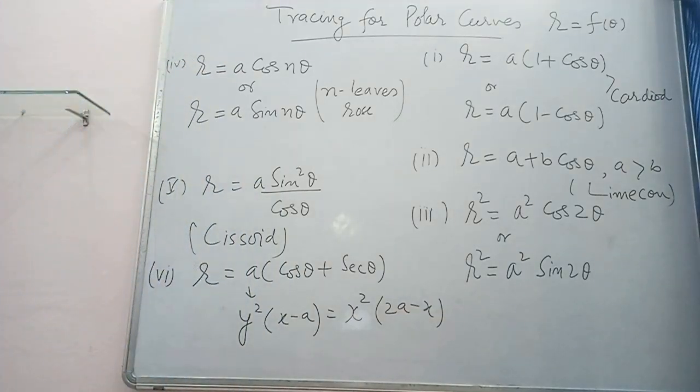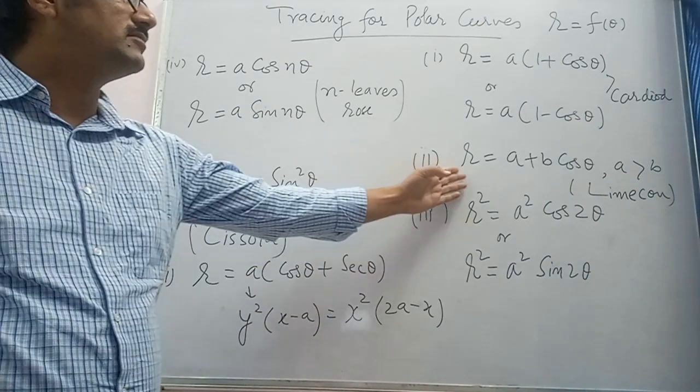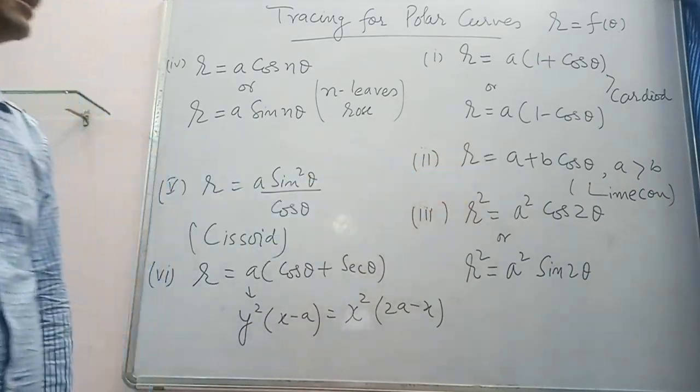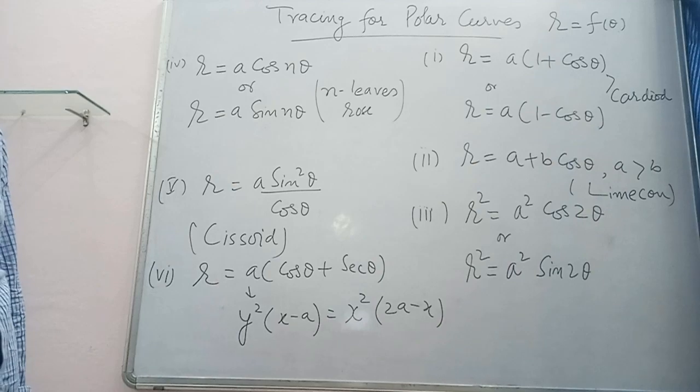Why is it cardioid? Because its shape is similar to the cardioid, meaning heart, like the heart. The next curve is r is equal to a plus b cosine theta, where a is greater than b. It is known as limacon.